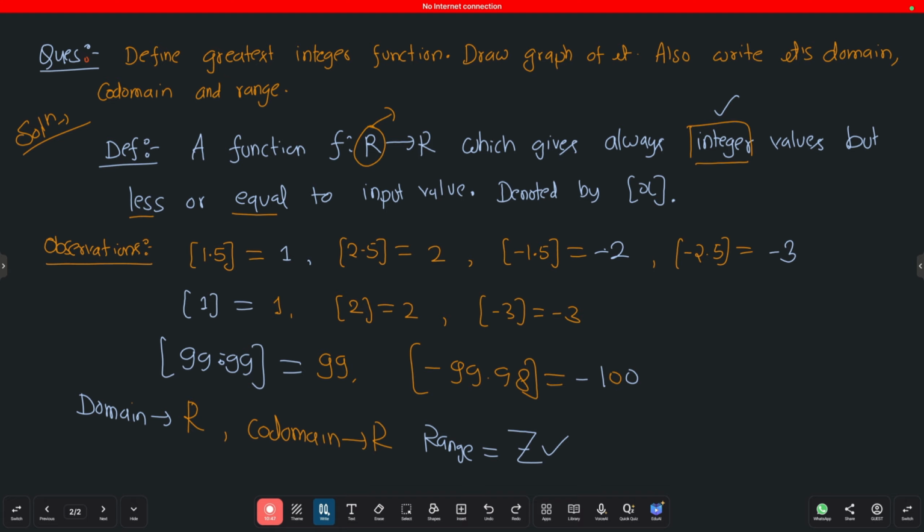Okay. It has some other names also. We can also call this a step function. Noted. Then I will make the graph. Definition over. And domain, codomain, range over. Still the graph is pending. So let's make the graph of it.